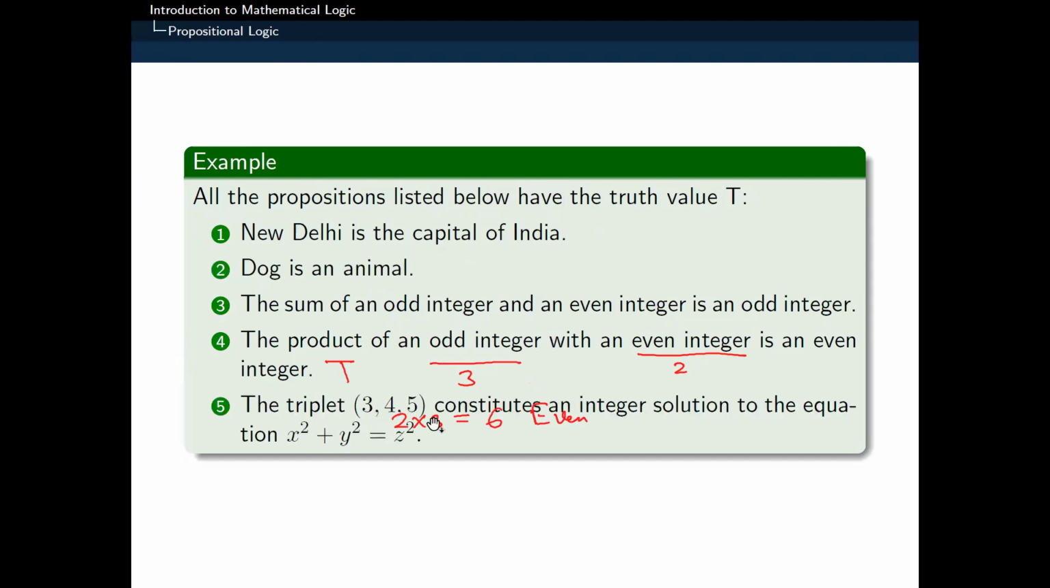The triplet 3, 4, 5 gives an integer solution to the equation x square plus y square equal to z square. This is true. Why true? Because if I take x square plus y square equal to z square, then it is satisfied by 3 square plus 4 square equal to 5 square. So my triplet 3, 4, 5 satisfies this equation. So this is again a true statement.